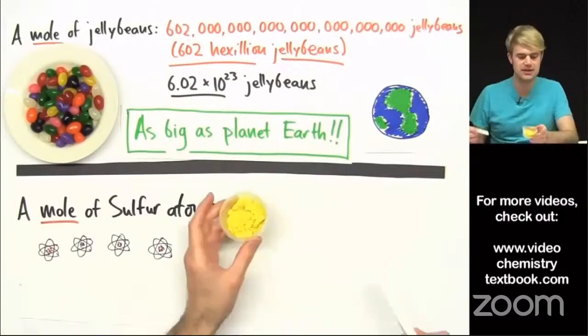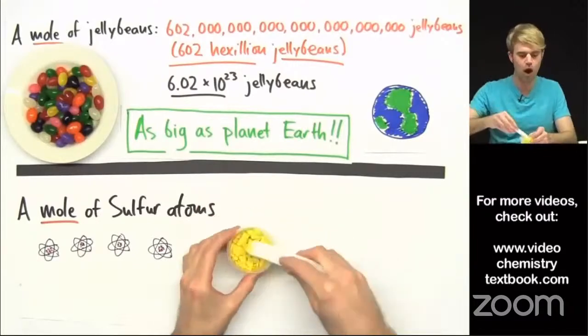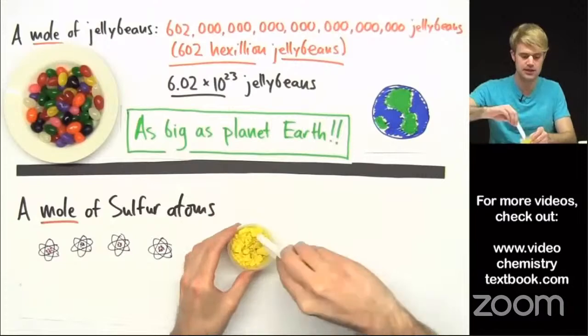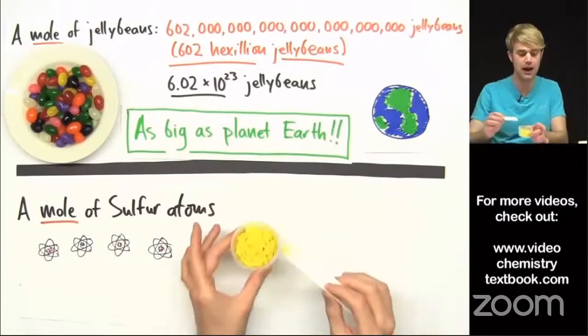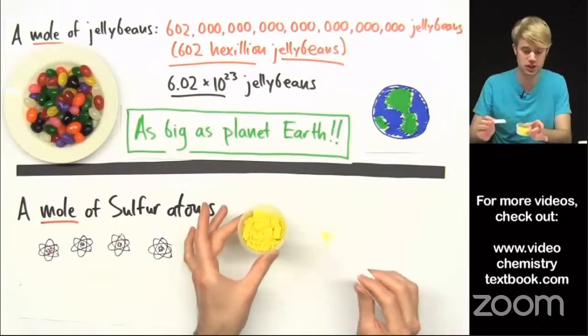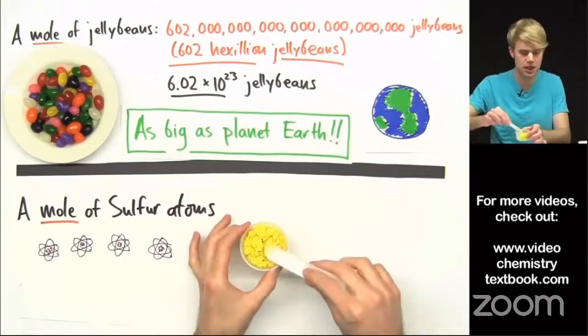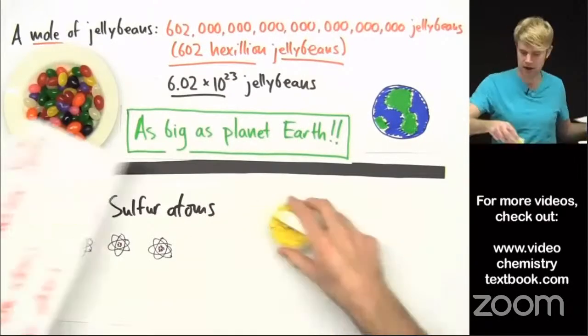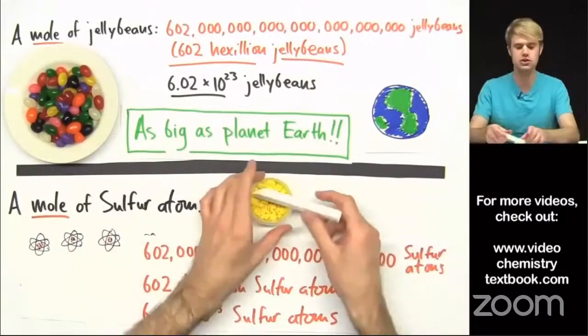Here, in this container, I have just about 1 mole of sulfur atoms. This yellow powder and these yellow chips are made entirely of sulfur atoms. And there are about 602 hexillion sulfur atoms in this little dish here. So think about this, right? 602 hexillion sulfur atoms right here.